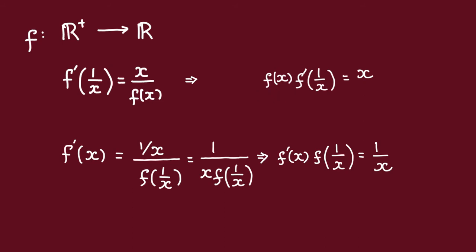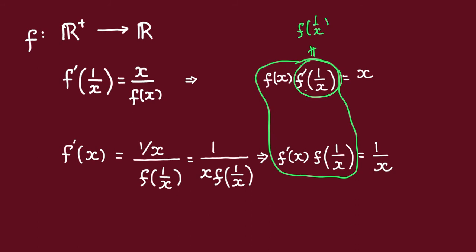As you see, when we cross-multiply here, we have these two very symmetric expressions, symmetric with respect to x and 1 over x. So now if you look very carefully, this looks a lot like the product rule. Except that you have to be careful because this is the derivative of f evaluated at 1 over x, so that's different from taking the derivative of f of 1 over x.